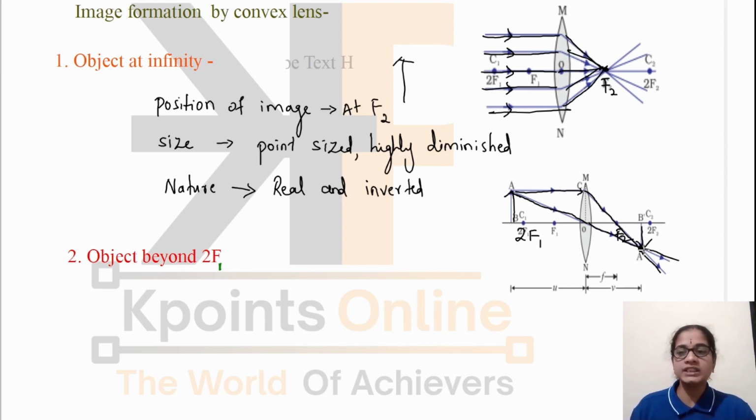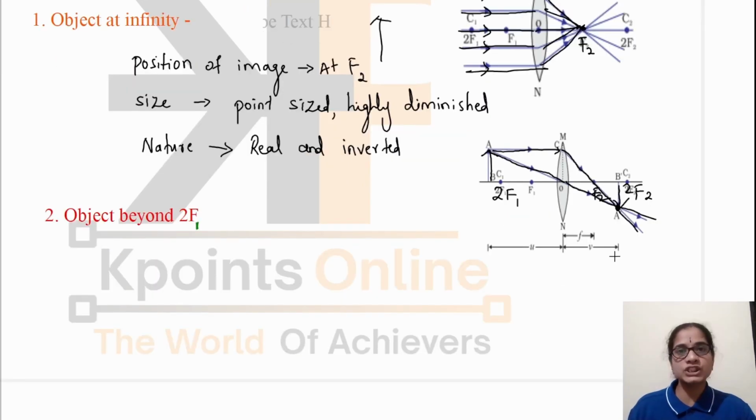How is this image? It is smaller than that of the object, so it is diminished. And where is this image formed? It is formed between F2 and 2F2. This is 2F2. So the position of the image is between F2 and 2F2. This point is F2 and this point is 2F2. It is formed in between these two, F2 and 2F2.